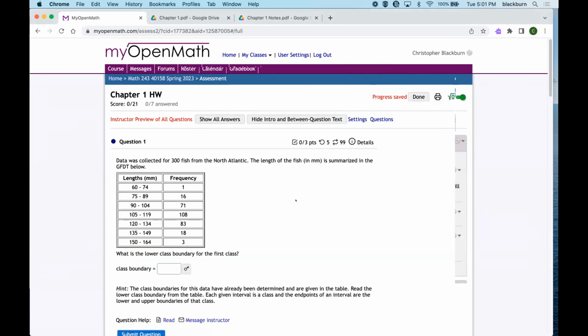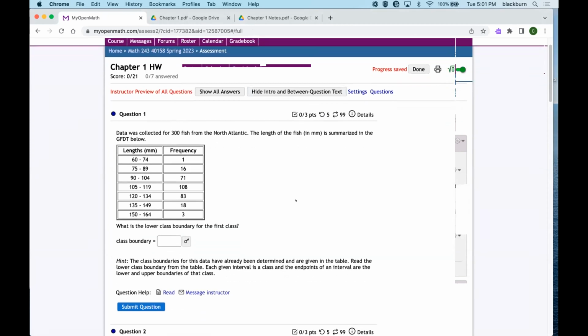this one right here. Okay, so the lower class boundary for the first class. This homework isn't really hit in the notes for some reason. But data is collected for 300 fish for the North Atlantic. The length of the fish is summarized in the GFDT below. And the lower class boundary for the first class. So these ranges are the classes. So the lower class boundary for the first class is going to be 60.